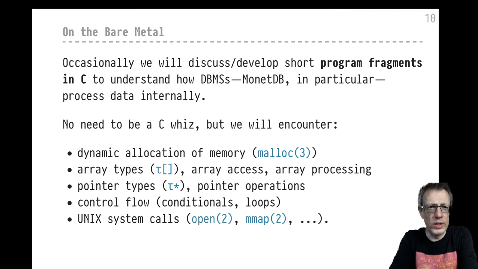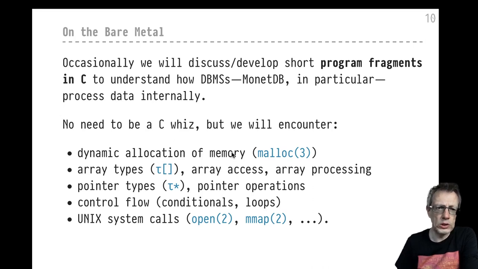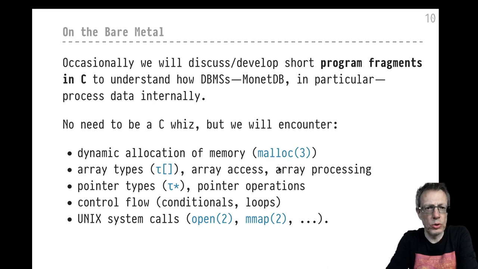You don't need to be a super C whiz, a C professional, to follow these parts of the lecture, but just to warn you, we will use the dynamic allocation of memory using malloc. We will use that memory to hold types or arrays of data, and then of course make use of array access and array processing features that are native to the C language. We will use pointers to point to data and manipulate pointers to operate on different fragments of data. We will of course use the normal if-then-elses, do-whiles, and so on of the C language. You probably expected that. And now and then, we will make use of Unix system calls that allow us to access files on disk or access particular regions of memory in a controlled and efficient fashion.